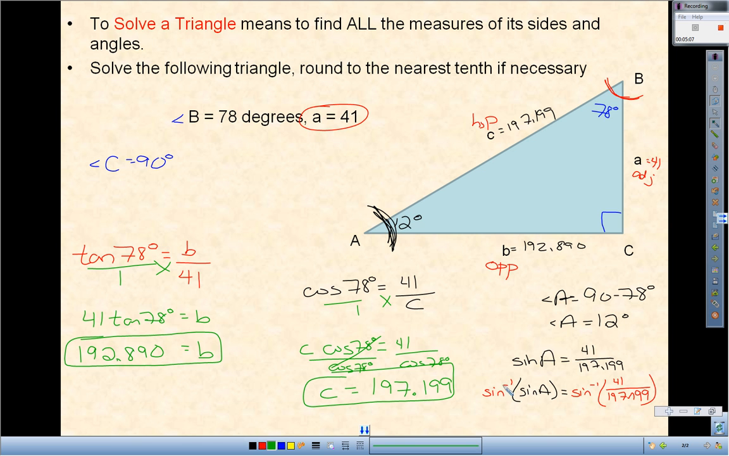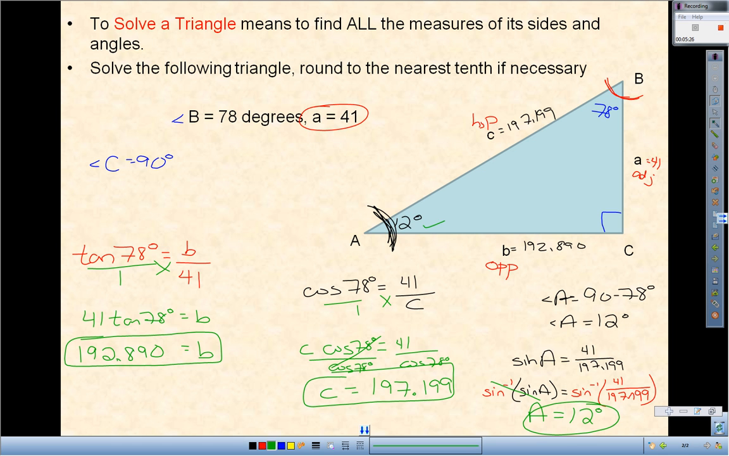What happens is the sine inverse and the sine cancel each other out, so that leaves me A, and then if I do sine inverse of 41 over 197.199, my calculator will give me 12, and that was the answer that we found from just subtracting from 90. Now you're probably thinking, if I can just subtract it from 90, there's no point in doing all that other work. But still, it's very important that you understand that whenever you want to find an angle, that's the key point here, you have to use the sine inverse or the cosine inverse or whatever trig ratio you're using. You have to use its inverse or its arc function.